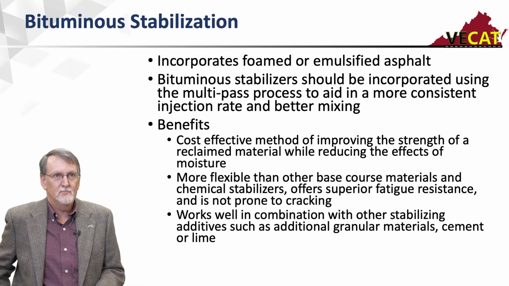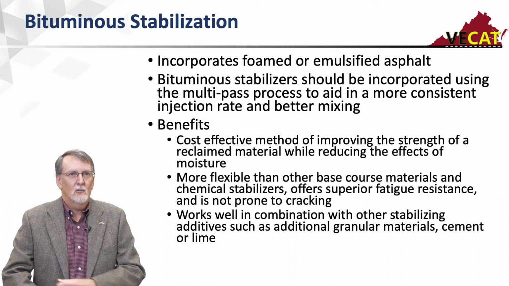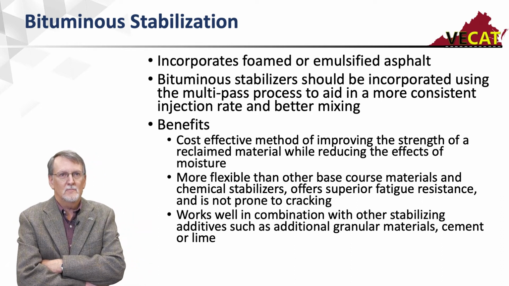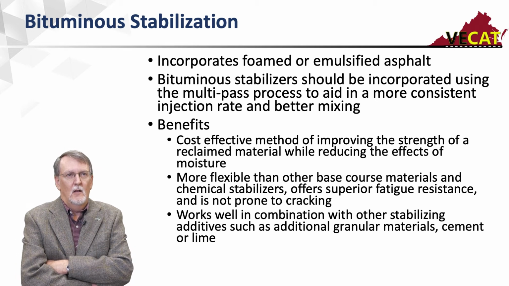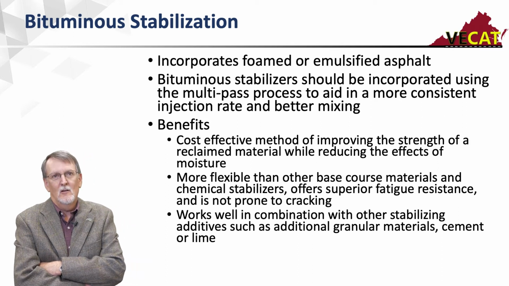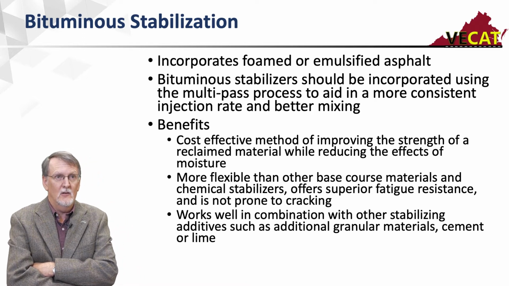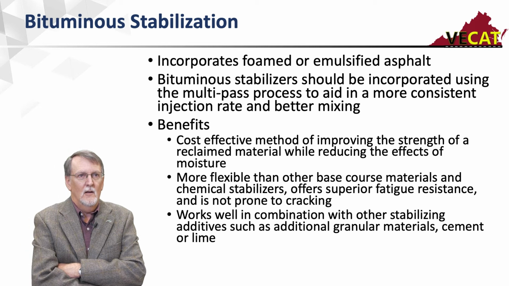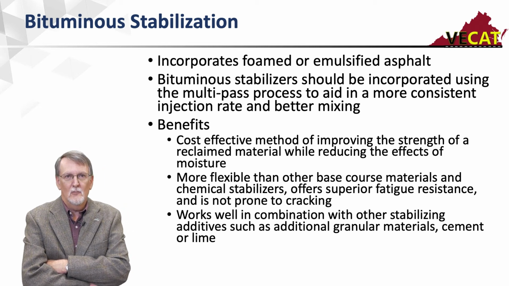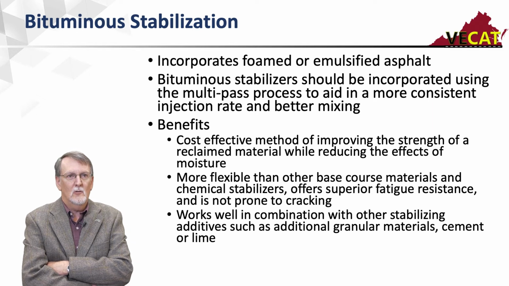For bituminous, we're going to use either foamed or emulsified asphalt. So the bituminous are asphalt emulsions, and they should be incorporated using a multipass process so you can get it mixed real well. So we'll pulverize it, grade it, shape it, then we'll come back and run it through again and inject the emulsified asphalt into the cutting chamber.